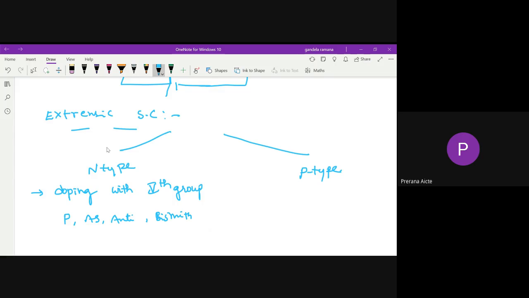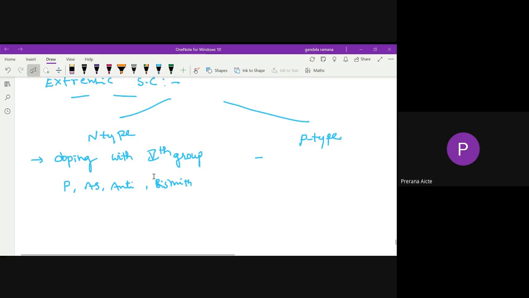What type of material is called a P-type semiconductor material? By doping with third group elements is called P-type. So what are the examples? Here third group elements: boron, aluminium, gallium, indium.